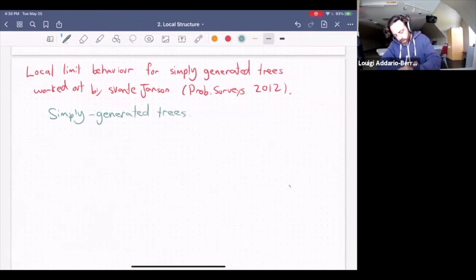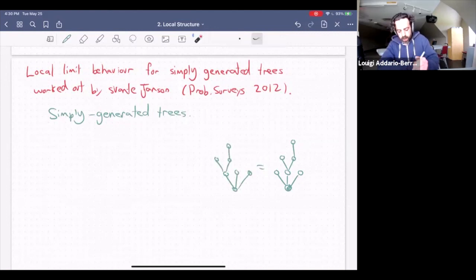So these are trees which are again rooted. They're not labeled, but they have a planar structure. So each vertex has some number of children that are ordered left to right. Okay, so in this model of tree, these two trees would be different, even though there's sort of a graph isomorphism between them. In this tree, it's the first child of the root that has two children, and in this tree, it's the second child of the root that has two children. So these two trees are distinct in the simply generated tree model.